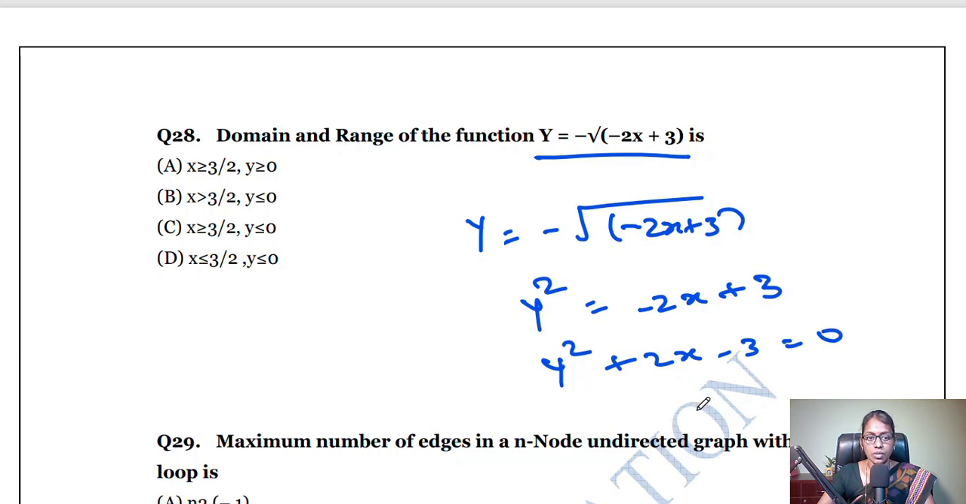So what is the value? Now consider y equal to 0. What happens? 2x minus 3 equals 0, so x equals 3 divided by 2. So when y is less than or equal to 0, x is less than or equal to 3 by 2. So option C is the correct answer.